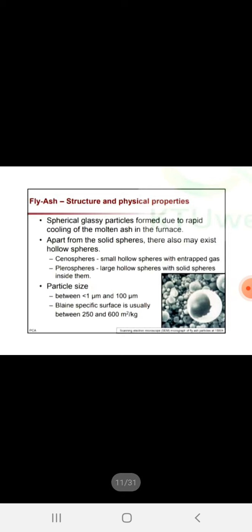Structure and physical properties. Spherical glassy particles form due to rapid cooling of molten ash in the furnace. Apart from the solid spheres, there also may exist hollow spheres. The small hollow spheres with entrapped gas are called cenospheres. Large hollow spheres with solid spheres inside them are called pyrospheres. Particle size is between less than 1 micrometer and 100 micrometer. Blaine specific surface is usually between 250 and 600 square meters per kilogram.